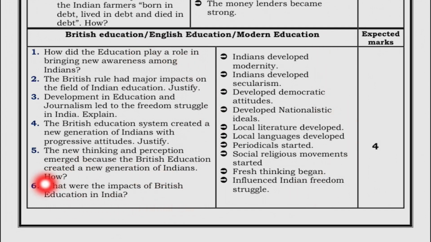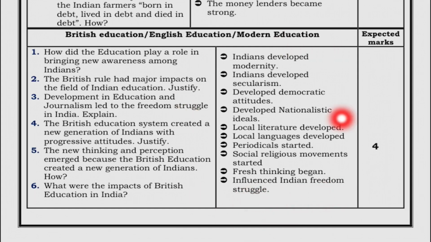What were the impacts of British education in India? This is one of the important questions. All are equally important. Indians developed modernity. Indians developed secularism. Developed democratic attitudes. Developed nationalistic ideals. Local literature developed. Local languages developed. Periodicals started. Social religious movements started. Fresh thinking began. Influenced the Indian freedom struggle.